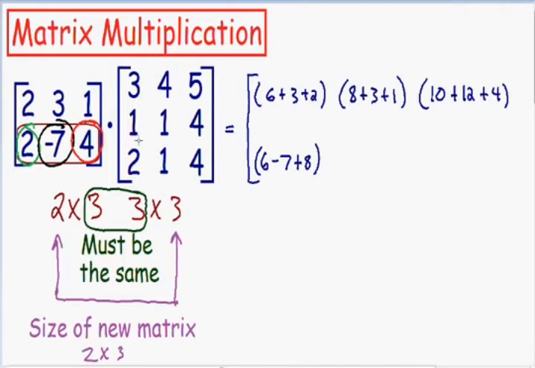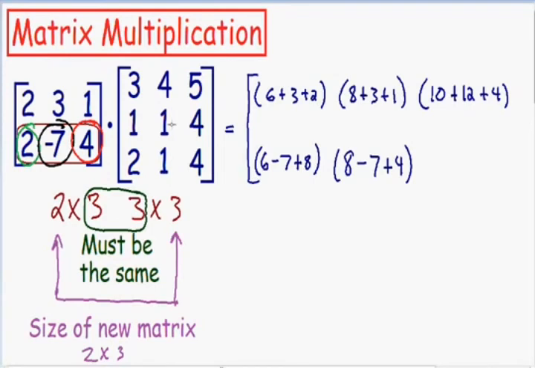And now we need to do the exact same thing with the second column. So I'm going to put a box around the second column. Once again, circle the first number in green, the second number in black, and the third number in red. If we multiply the green numbers together, we have 2 times 4, which is positive 8. And if we multiply the black numbers together, we have negative 7 times 1, which is just negative 7. And if we multiply the red numbers together, we have 4 times 1, which is just positive 4. So now we have multiplied the second row by the second column.